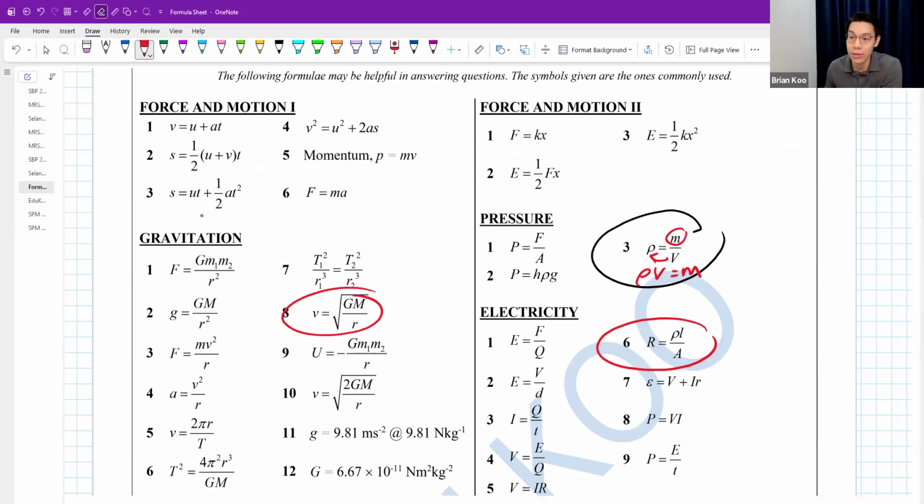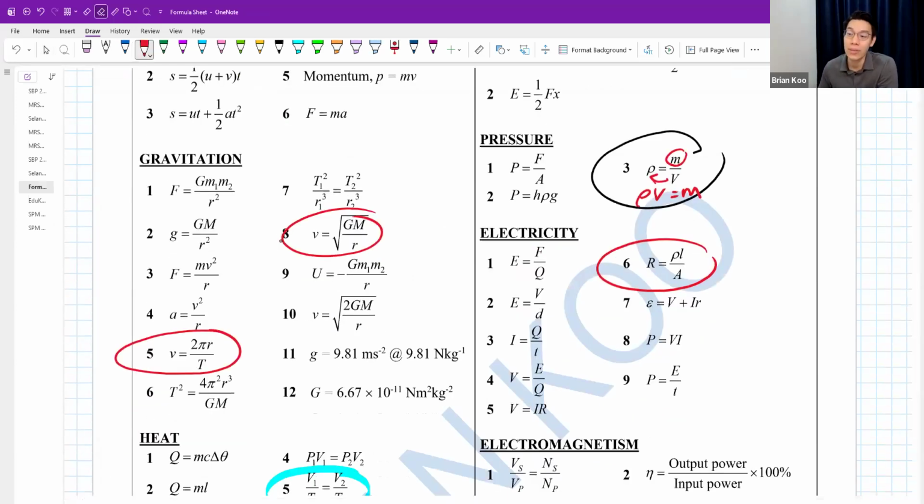So it is this one and also this one, under gravitation. Number 10 is not, number 10 is called escape velocity. So this is not. These two are the same thing, okay? But if you ask me which one is more accurate? Number 8 is more accurate. v equals square root of GM over r is a little bit more accurate.